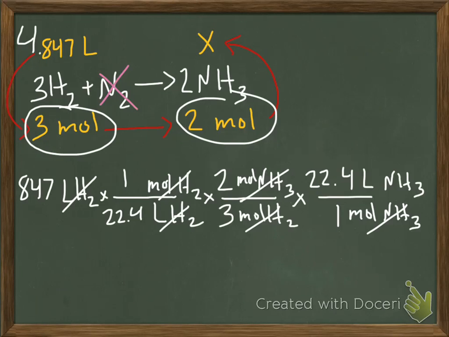Let me dictate out loud what you're going to type into your calculator. Remember, if it's on the top, you multiply. If it's on the bottom, you divide. So you do 847 divided by 22.4 times 2 divided by 3 times 22.4. And you will get your answer in liters of NH3, ammonia.